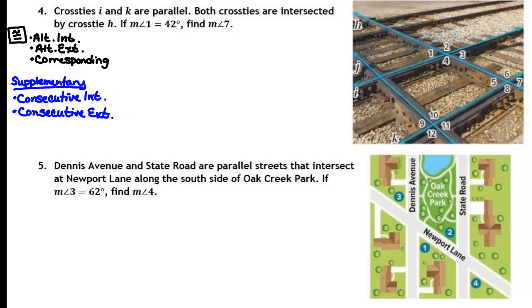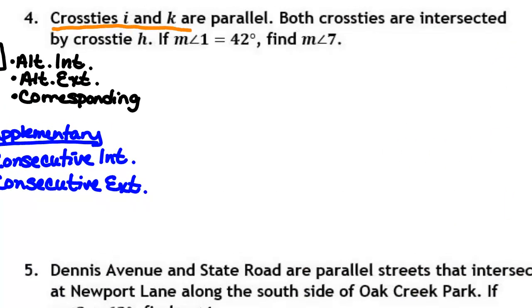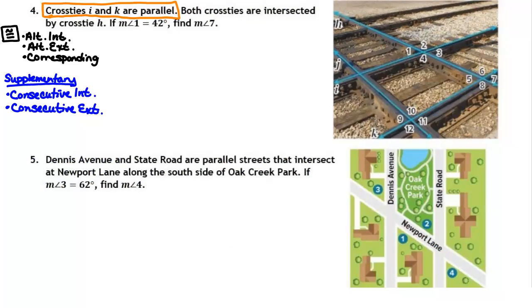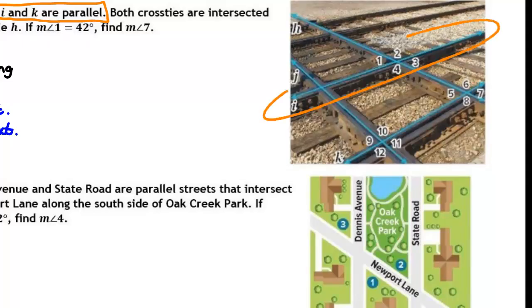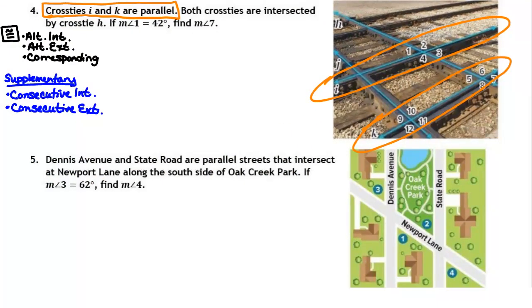Problem number 4 says cross ties I and K are parallel. We're looking at these railroad tracks here. Cross ties I and K are parallel. Well, cross tie I is this one right here. Cross tie K is this one right here. Both cross ties are intersected by cross tie H. Here's cross tie H. If the measure of angle 1 is 42 degrees, find the measure of angle 7.